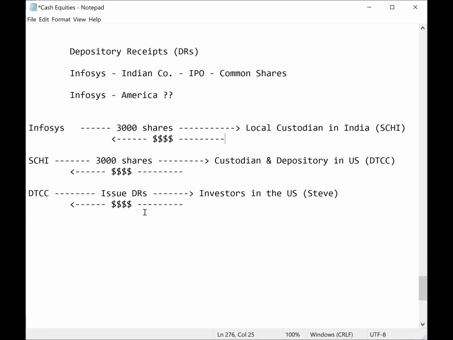No. See, who would issue the depository receipts? Why would Infosys issue depository receipts in America? Only if they feel that there will be demand. Only if they feel that Infosys is popular in the US and investors want to invest in Infosys. There is a lot of demand for the services which Infosys provides. The future growth prospects are good. Only then would they like to buy. And if the company feels that we have a very good image in the US and we can raise funds from the US, then only they will go for DRs, right? American DRs.